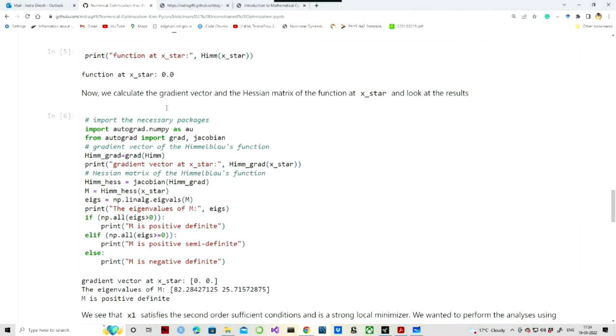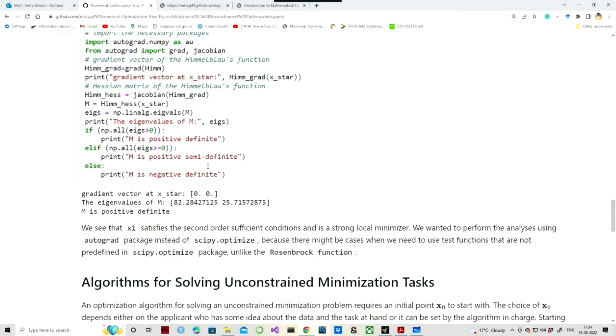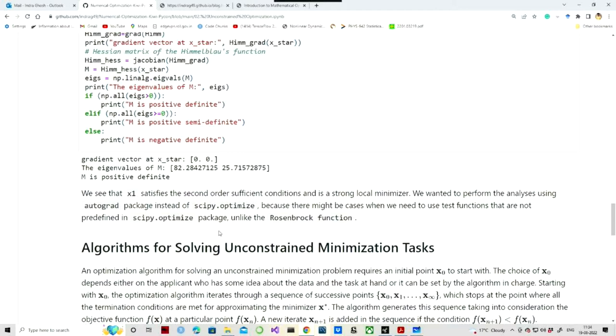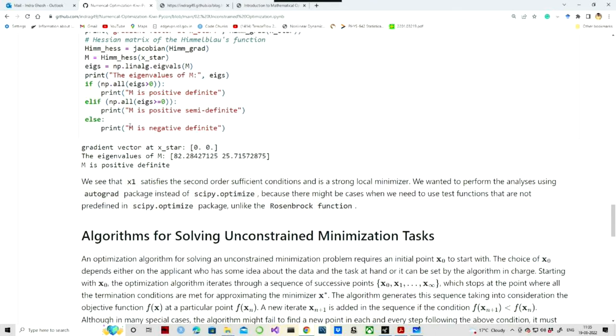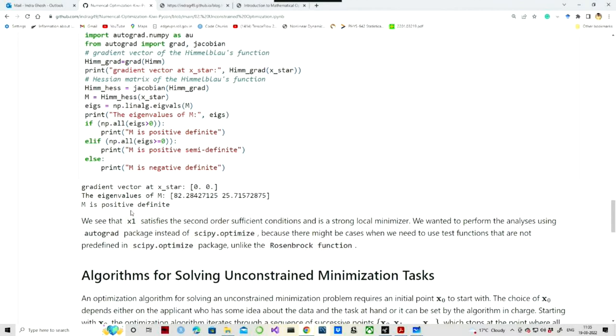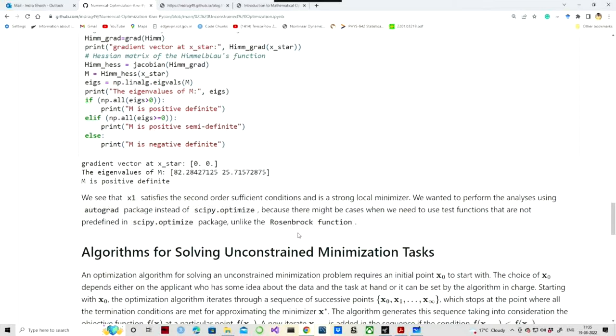Now we calculate the gradient vector and the Hessian matrix of the function at x star and look into the results. This cell calculates everything, and if we run it, it tells us that the gradient vector at x star is (0, 0), which we want. The eigenvalues of m are also calculated because we needed to see whether m is a positive definite matrix or not, and m is actually a positive definite matrix. You can check with other functions also if you want. So these conditions are maintained, and that's what we want.